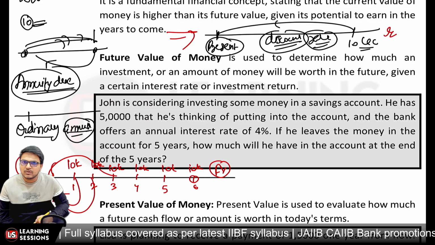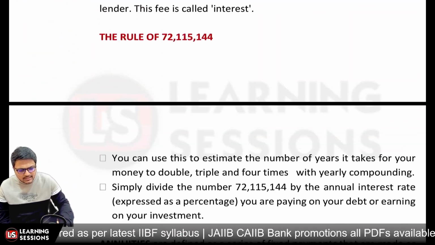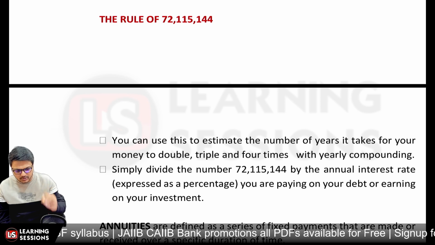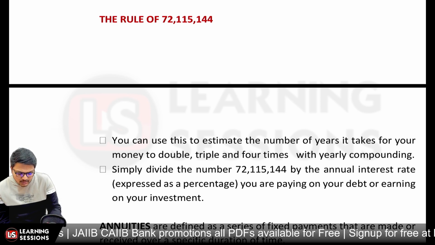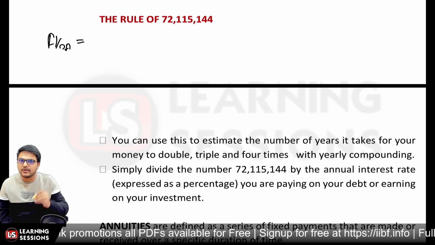Is that clear? Okay, so now I'm going to tell you a way we can memorize the formulas related to this, and further it will help a lot to solve the questions. So first of all, it's related to the future value of ordinary annuity.